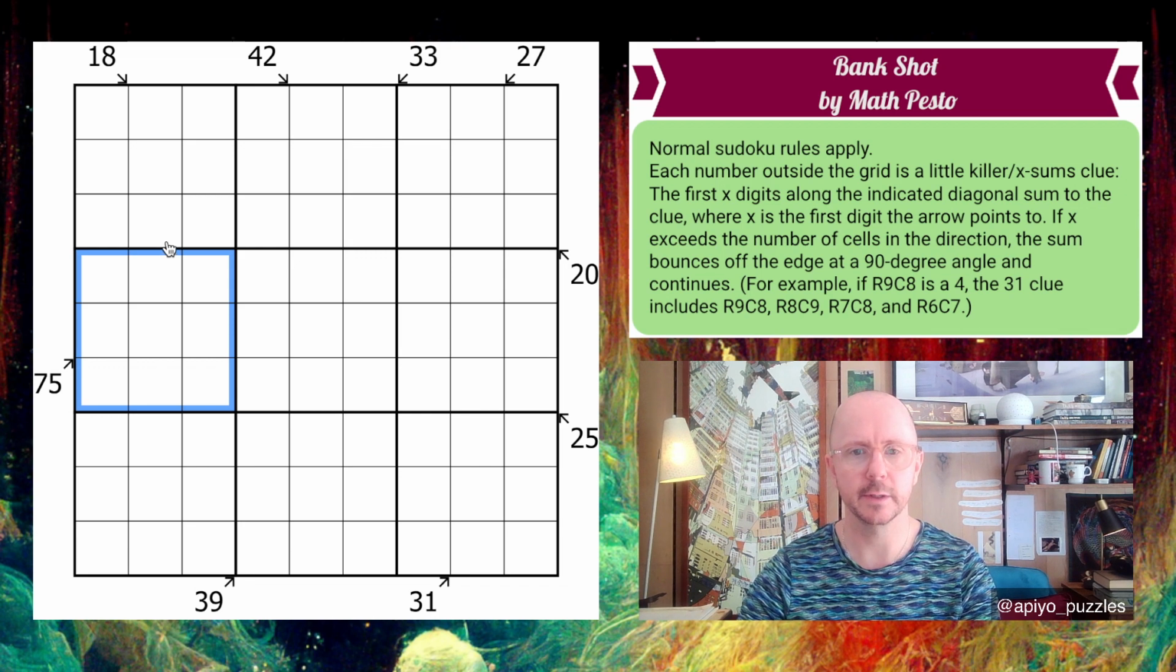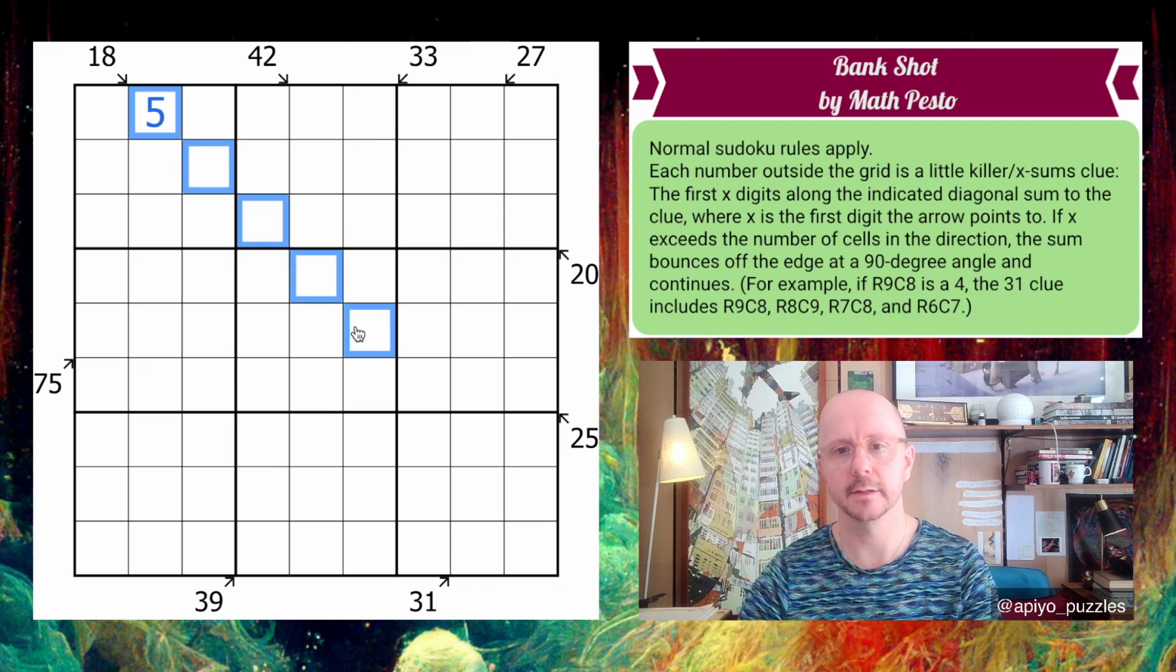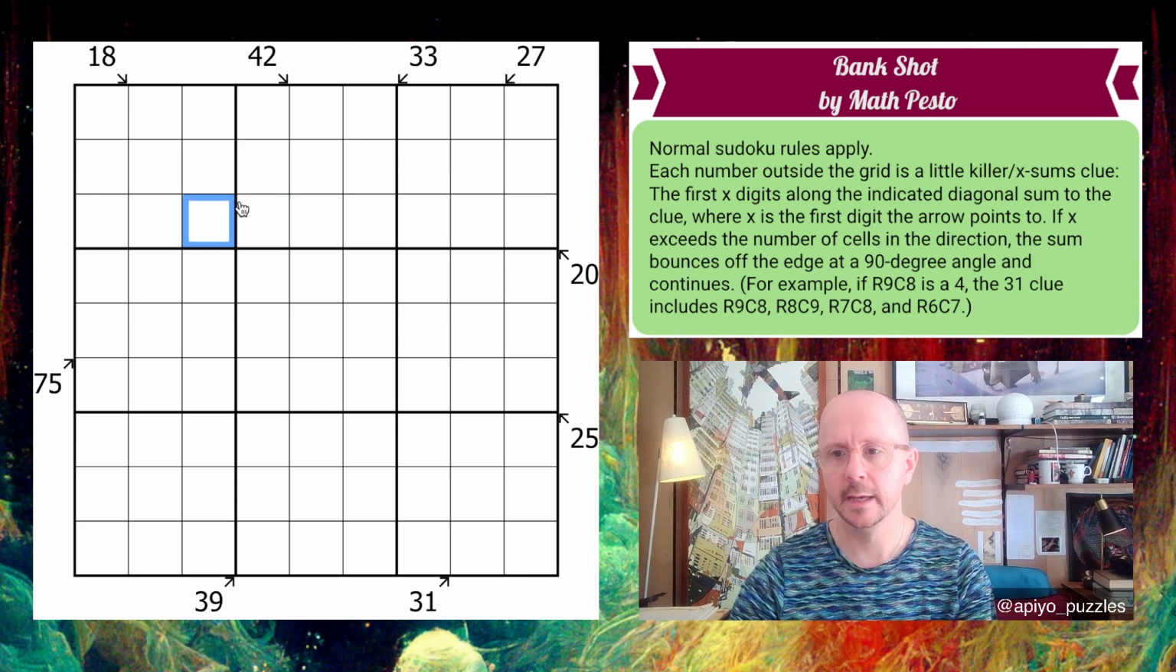Now that sounds very weird, but let's use an example. This 18, we're saying that if there was a 5 here, for example, we'd say the first 5 digits along that diagonal must sum to 18. And if this was a 3, it would be the first 3 digits, etc. So that's as complicated as that gets.